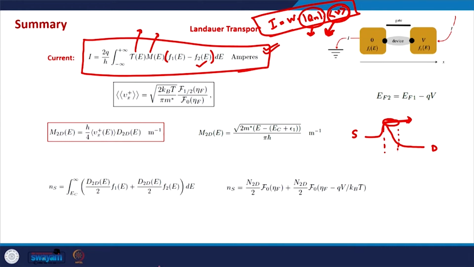At the top of the barrier, the average velocity in the x direction has been calculated in this way. This is the expression of the average velocity. The average has been taken over various angles and all the energy states in the channel.